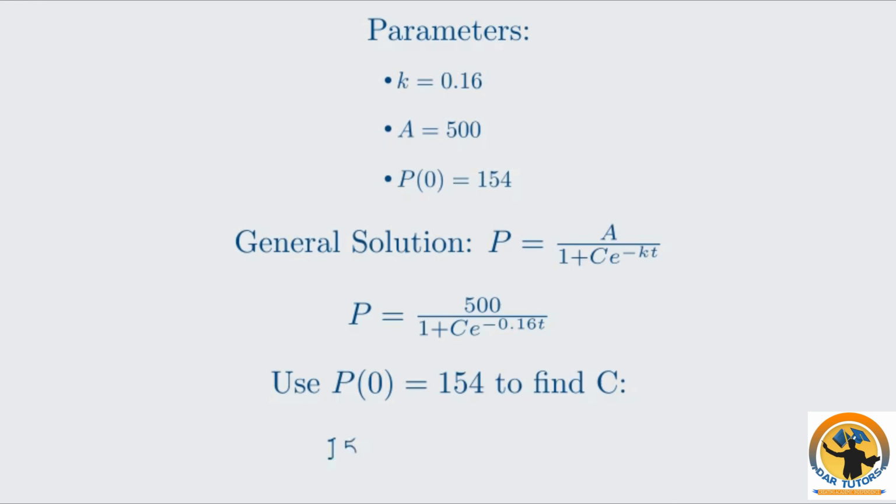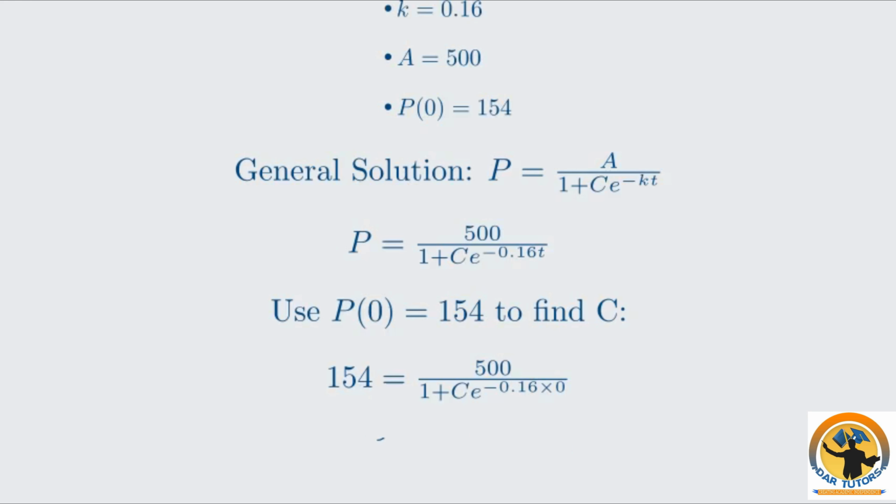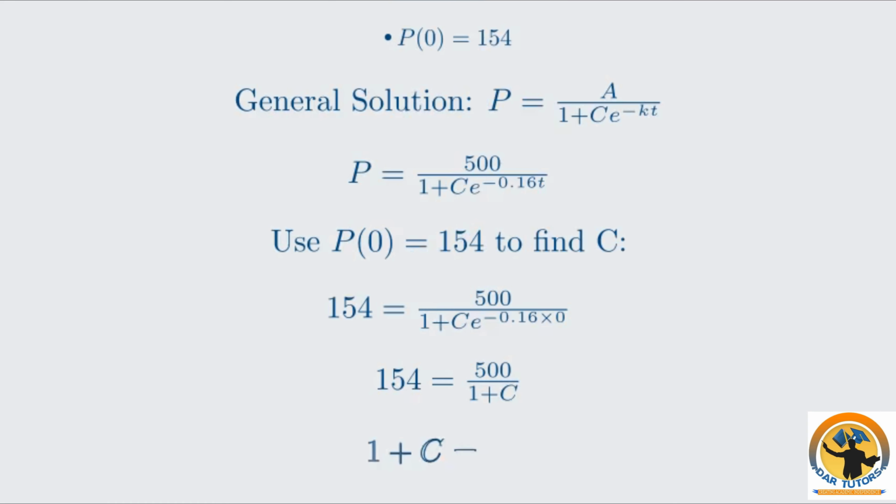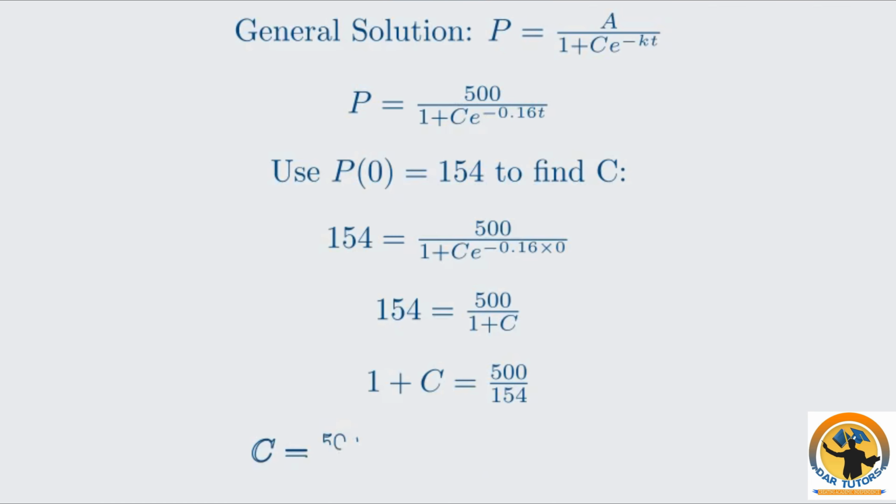We know that when t is 0, P is 154. Plugging these into our equation, we get 154 equals 500 divided by (1 plus C times e to the power of 0). Since e to the power of 0 is 1, this simplifies to 154 equals 500 divided by (1 plus C). Rearranging to solve for C, we get 1 plus C equals 500 divided by 154. So C equals 500 divided by 154 minus 1. This gives us C equals 346 over 154.